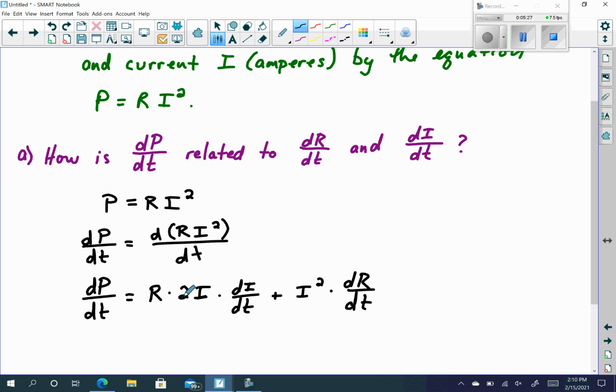And the only thing I'm going to rewrite is this 2. I'm going to put this out in front. So dP over dt is related to the other two rates of change in this equation: 2 times I times R times dI over dt plus I squared times dR over dt.